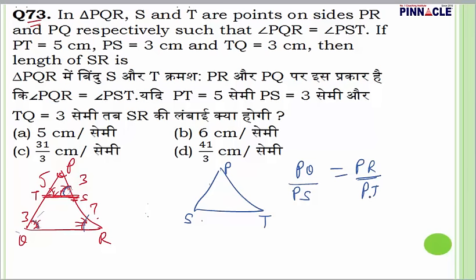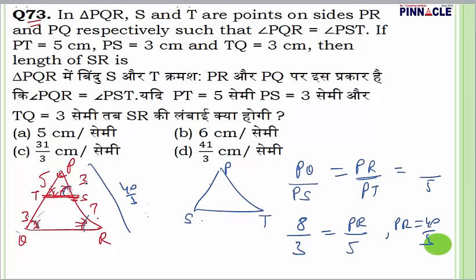Now PQ is given here. PT is given as 5. Let me write here PQ, that is 8, because 5 plus 3 is 8. And PS is 3. PR, which we have to find, and PT, that is 5. So PR would be equal to 40 by 3. You can say this is the complete 40 by 3.